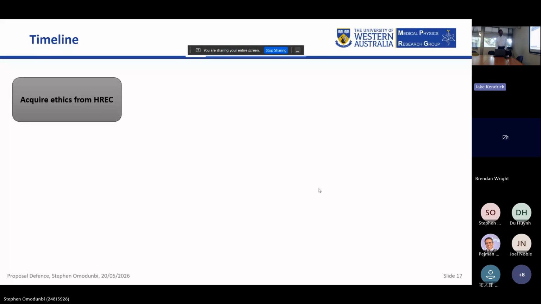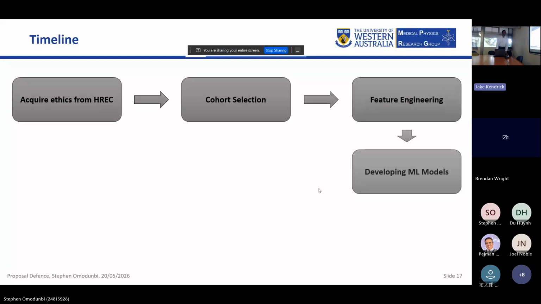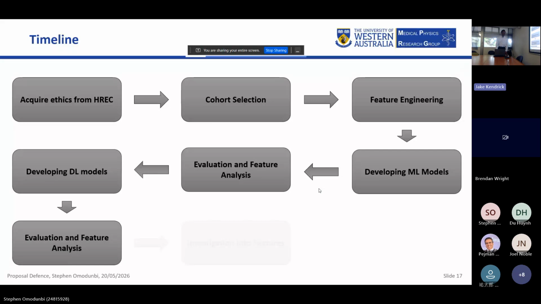In terms of our timeline, we'll be acquiring ethics from HREC and getting the data transferred to UWA. After that, we'll begin the cohort selection and then move into feature engineering, developing machine learning models, evaluation and feature analysis, then developing DL models, evaluation and feature analysis, and investigation into the features.